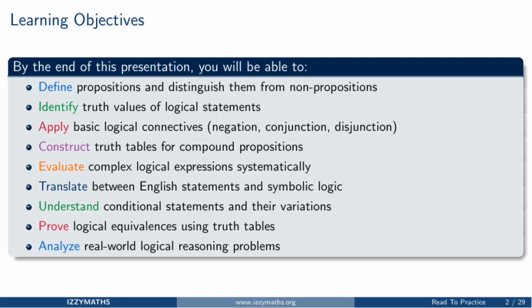We'll identify truth values of logical statements, apply basic logical connectives including negation, conjunction, and disjunction, and construct truth tables for compound propositions. You'll learn to evaluate complex logical expressions systematically, translate between English statements and symbolic logic, understand conditional statements and their variations, prove logical equivalences using truth tables, and analyze real-world logical reasoning problems. These skills will serve as your foundation for advanced mathematical proof techniques.